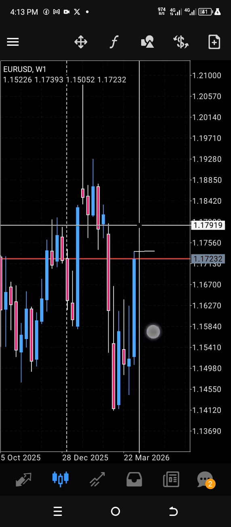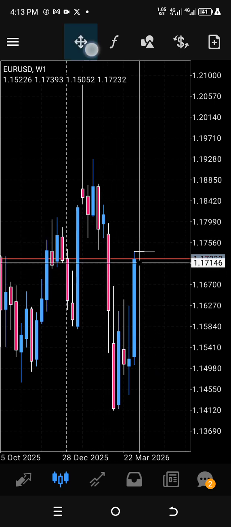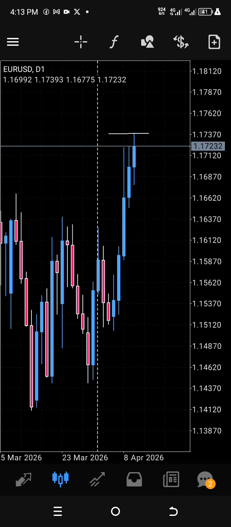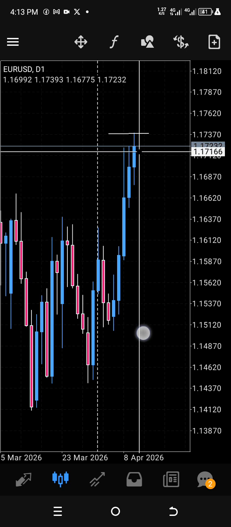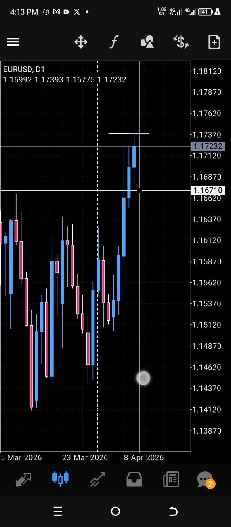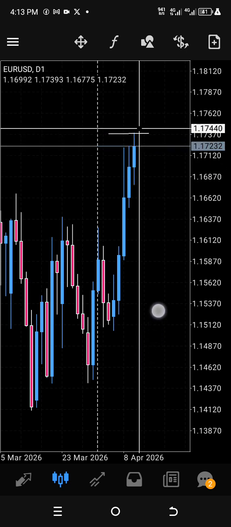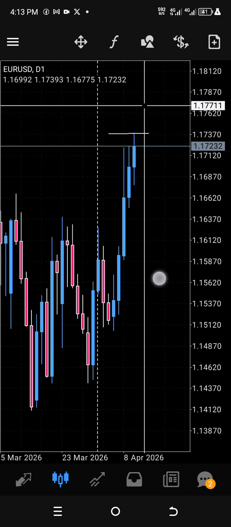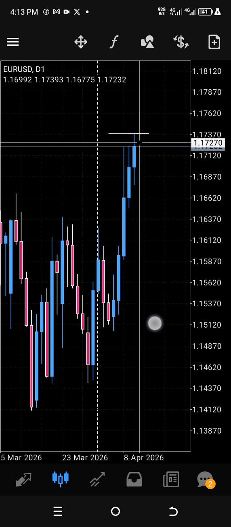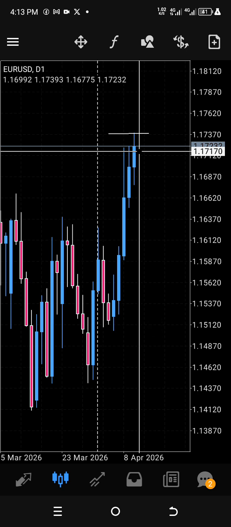So price might also drop down before pushing up. You can see it here. Price might drop down first on Monday, and probably Tuesday push up to the upside. Or price Monday might push to the upside before dropping. So we might look for a setup on Monday, we might look for a setup on Tuesday, but we should get a setup on Monday, Tuesday, or Wednesday.